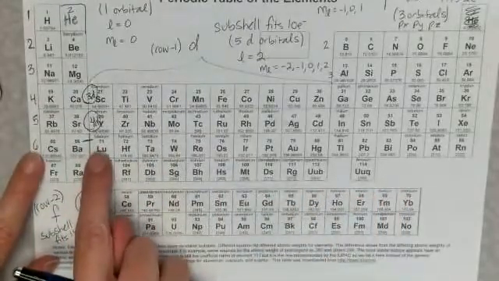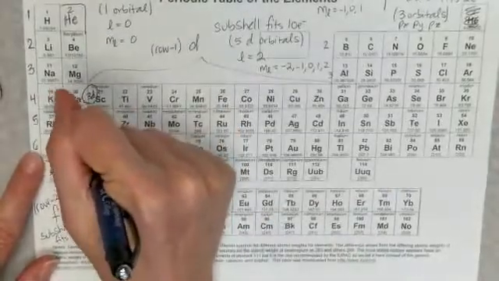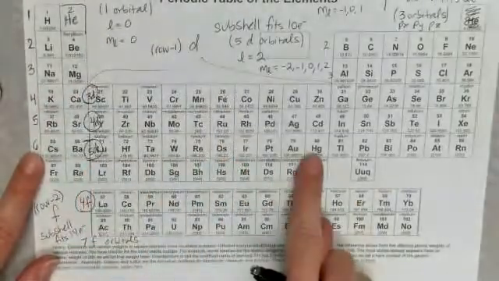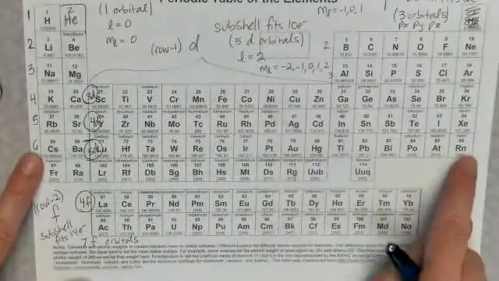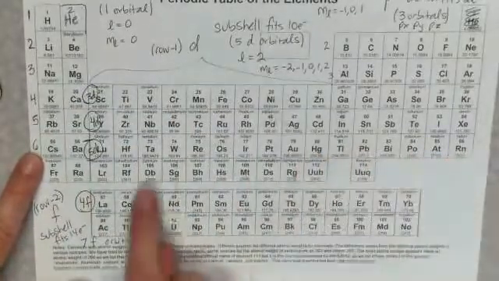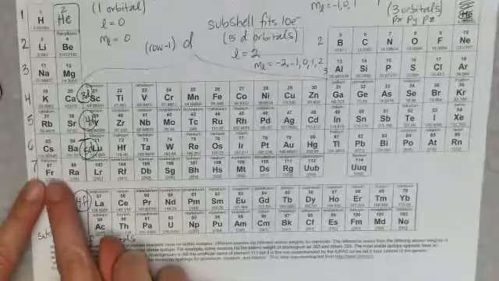Now remember row -1, so this would begin my 5d. All right, and then mercury would finish out the 5d10. Thallium back to normal, 6p. Radon goes to 6p6. And then francium starts the 7s, right?